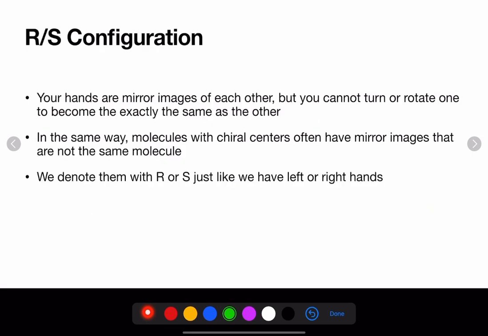To introduce R or S configuration, I wanted to talk about our hands. They are mirror images of each other, but you cannot turn or rotate one hand to make it the exact same as the other. In the same way, molecules with chiral centers often have mirror images that are not the same molecule. We can denote them as R or S, just like we have our right and our left hand. An R versus S version of the same molecule is called an enantiomer, and it's a type of isomer, but we'll get into that in a later video.